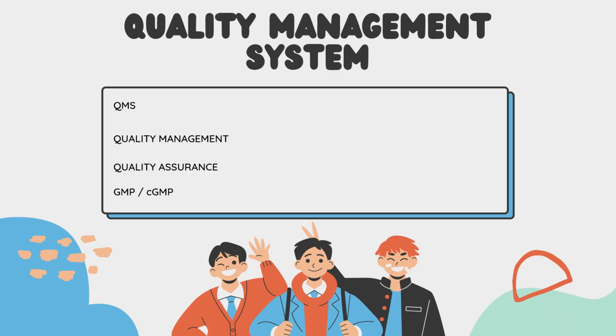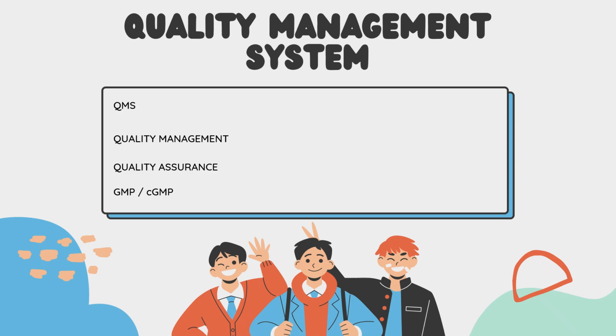Next, quality assurance or QA. Ito yung proactive side of quality. Hindi lang ito about checking the final product. It's about designing the process in a way na maiiwasan agad ang defects even before they happen. Tandaan, prevention is better than correction.